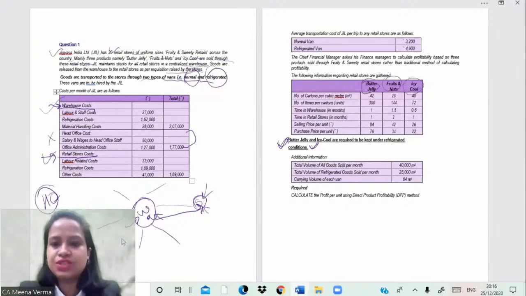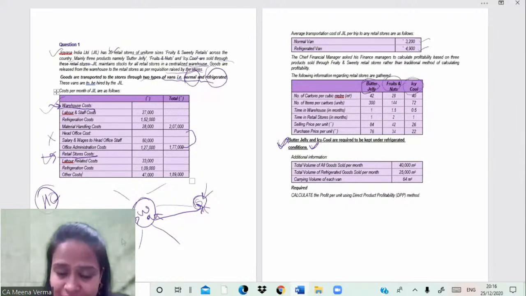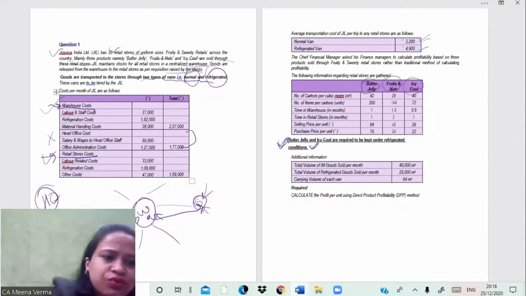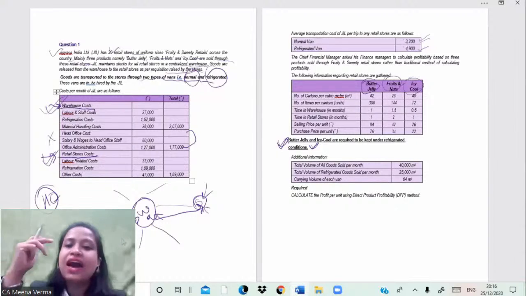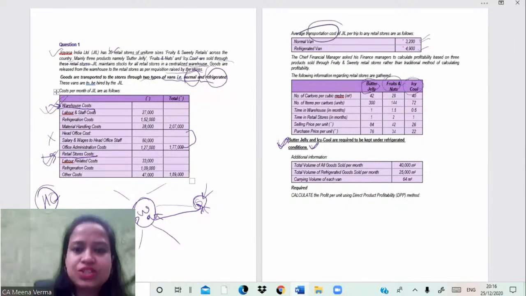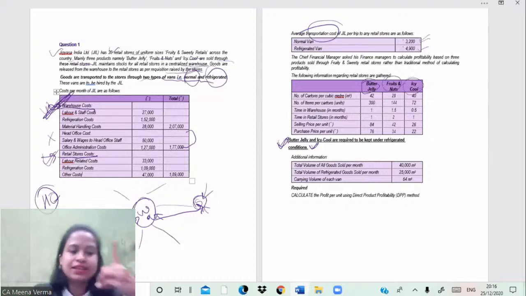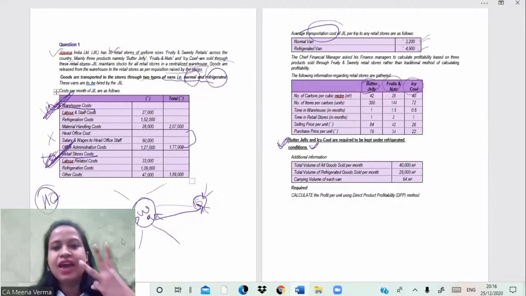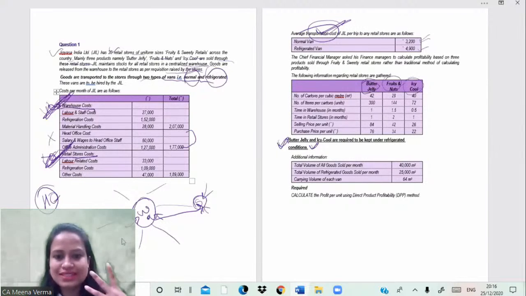The average transportation cost of Jigyasa Limited per trip to any retail store is given. We will consider that transportation cost. So we have to consider three costs: the warehouse cost, the retail store cost, and the average transportation cost. These three costs we have to consider.